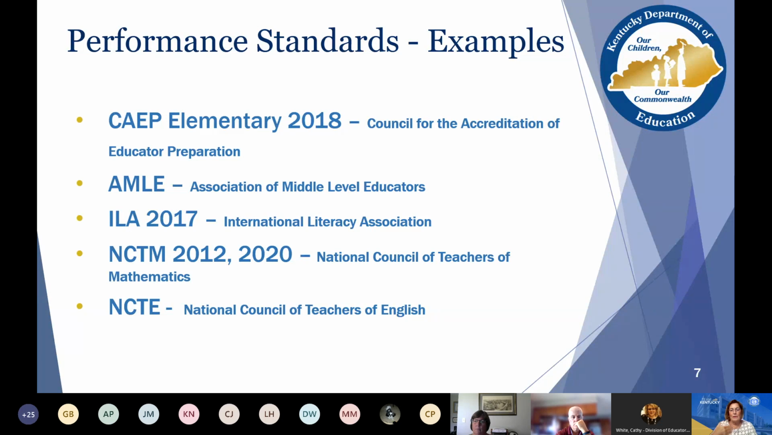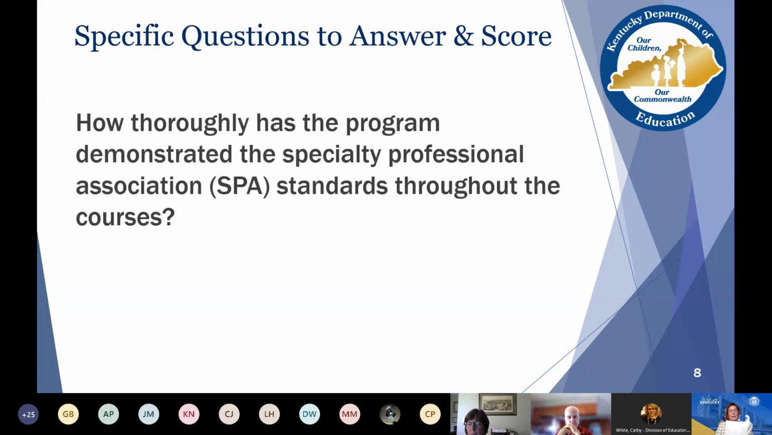Because those standards are out just this year, we do not expect the preparation programs to have all of their courses and everything aligned right now. They have a period of time, about 18 months, in which they are aligning their courses to their SPA standards. So sometimes you may be reviewing a program that is still using the 2012 standards instead of the 2020 standards, for instance.